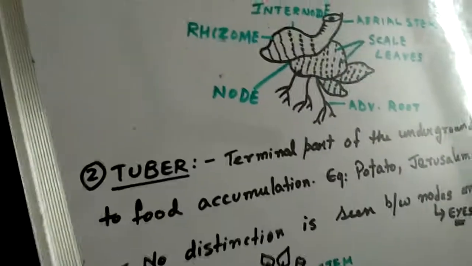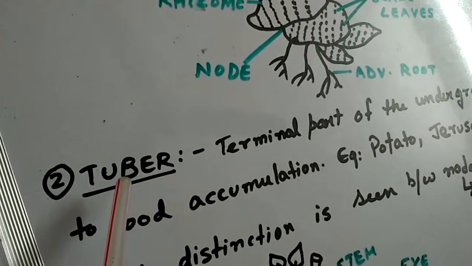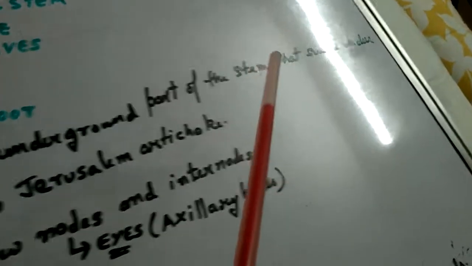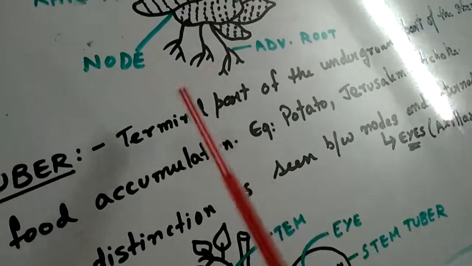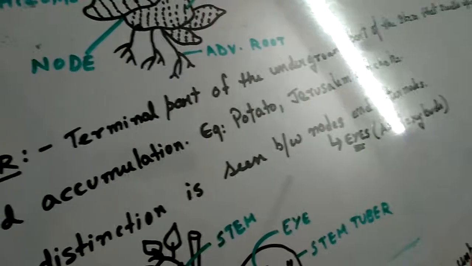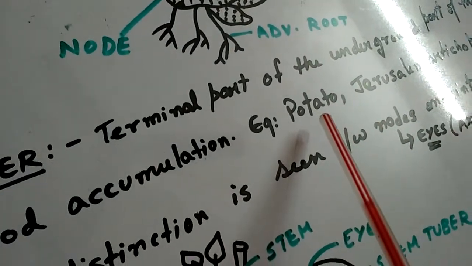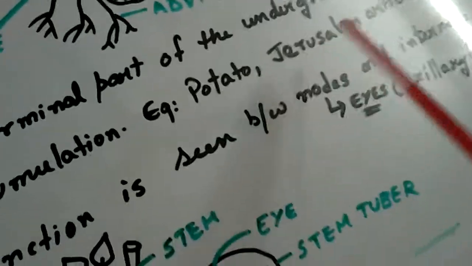Now the second type of underground stem modification is tuber. Terminal part of the underground part of the stem that gets swollen due to food accumulation. So tuber is basically the terminal part of the underground stem which becomes swelled up due to food accumulation. And the common example is potato, Solanum, also Jerusalem artichoke. These are very common examples regarding tuber.